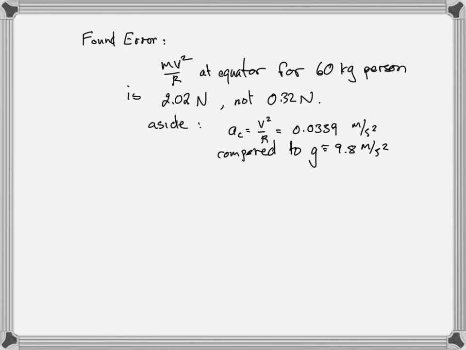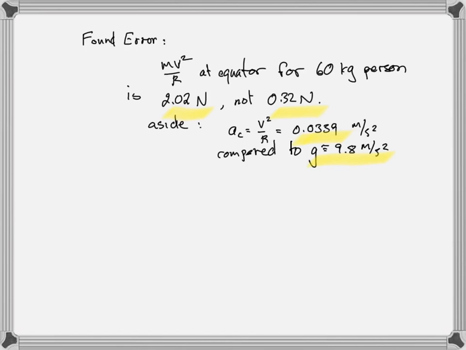But what I want to show is that 0.0339 meters per second squared is still pretty small compared to 9.8 meters per second squared. So it doesn't make a huge difference, but it is 0.3%. If you look at that, it's 0.3% difference, not an error. Okay, going back to my error, I said 0.32 newtons. It is actually 2.02 newtons.